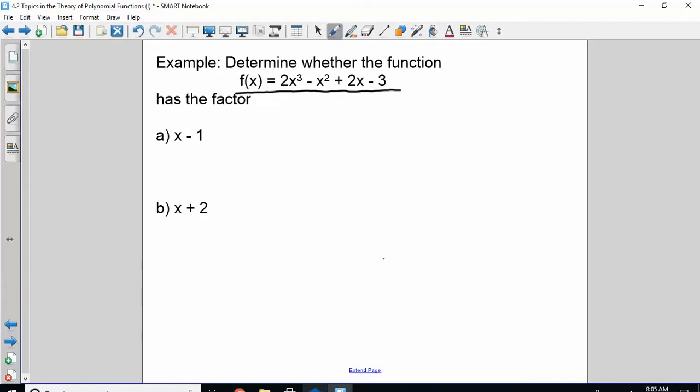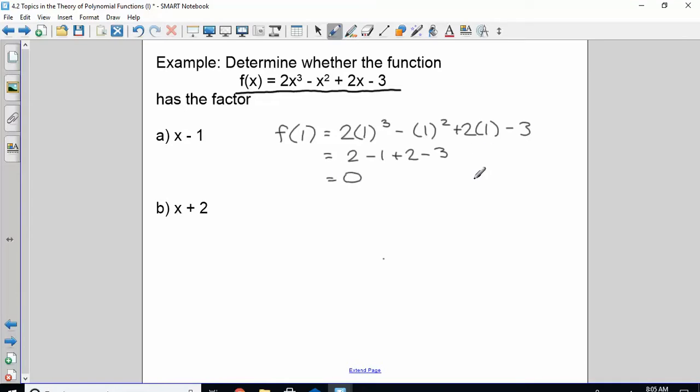Yes. Remember yesterday I told you that the shortcut, if I want to know if this is a factor, all I really need is the remainder, right? And I told you yesterday, if you plug in the 0, you get your remainder. So what makes x minus 1 equal 0? 1. So all we really have to do is plug a 1 into my problem. And I get 0. So is it a yes or a no? Yes.